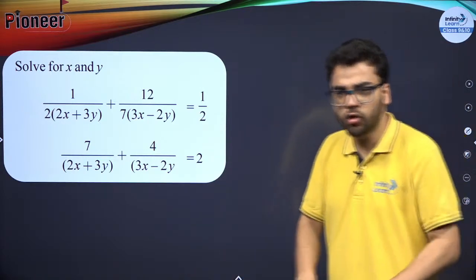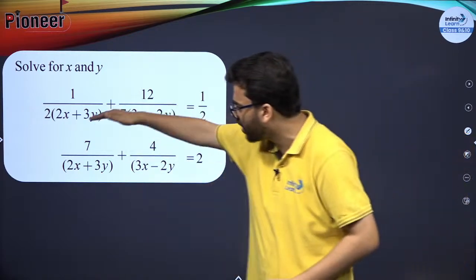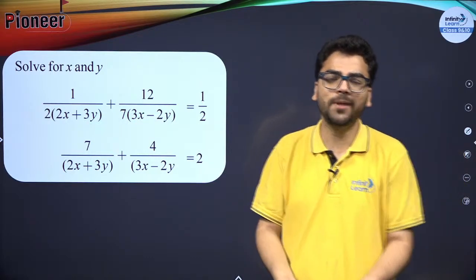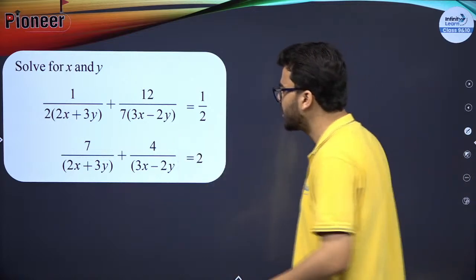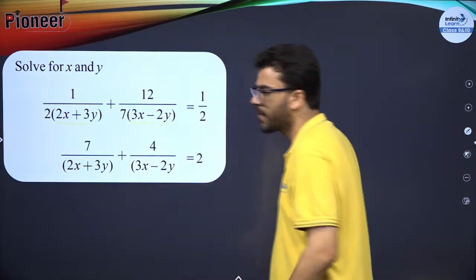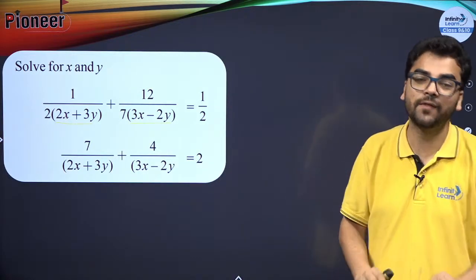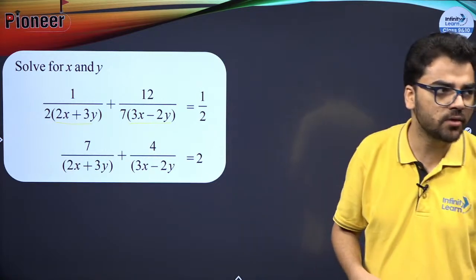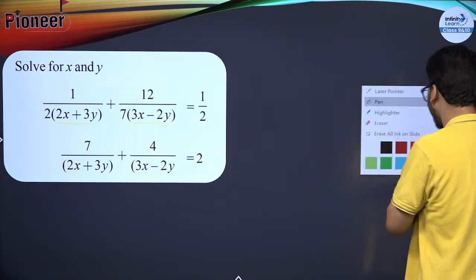So again, for sure, these are not pair of linear equations in two variables, because you see it is in the denominator, 2x plus 3y, right? But you can assume them to be linear equations in two variables over here. Now, this is a bit complex, right? You see 2x plus 3y is there, 3x minus 2y is there. So over here, it is better to substitute, otherwise it's going to be a confusion for you.